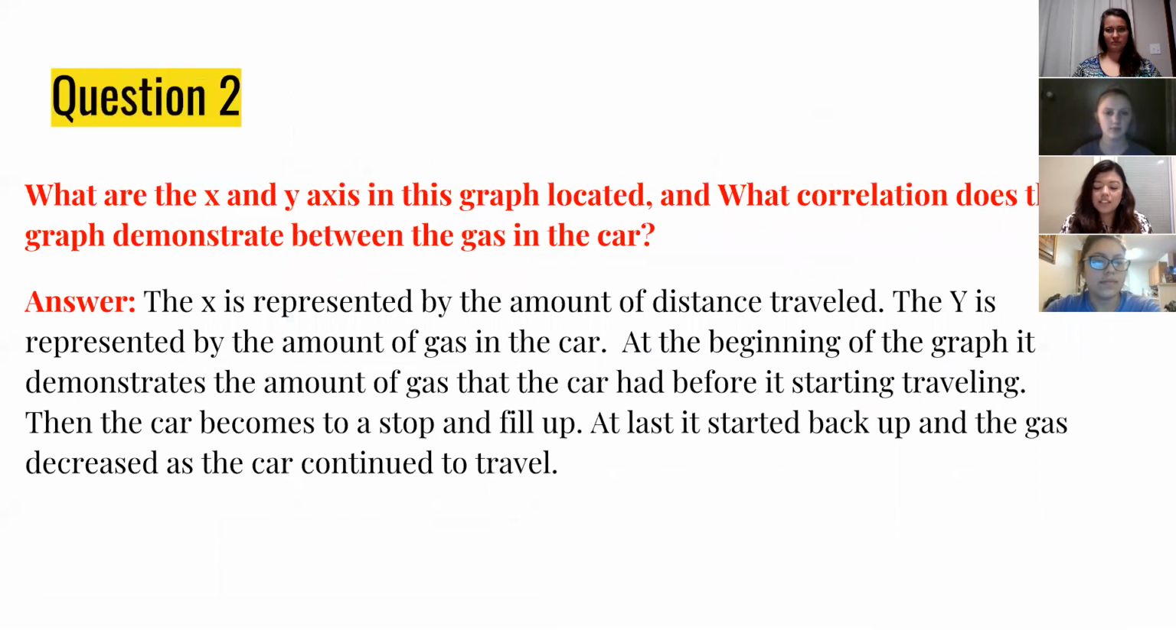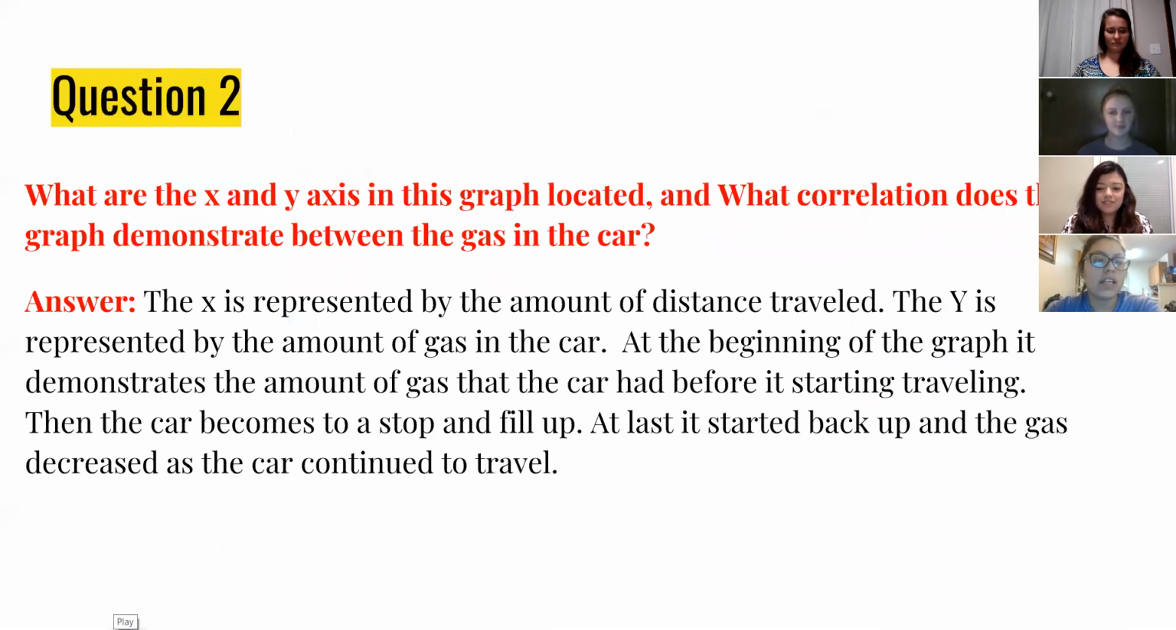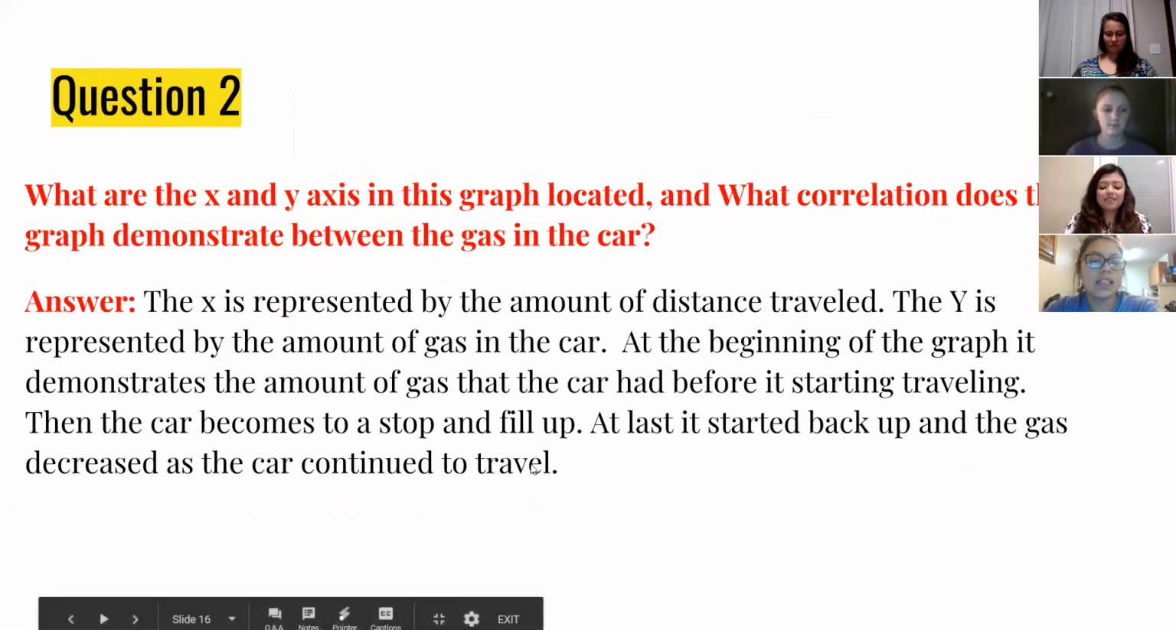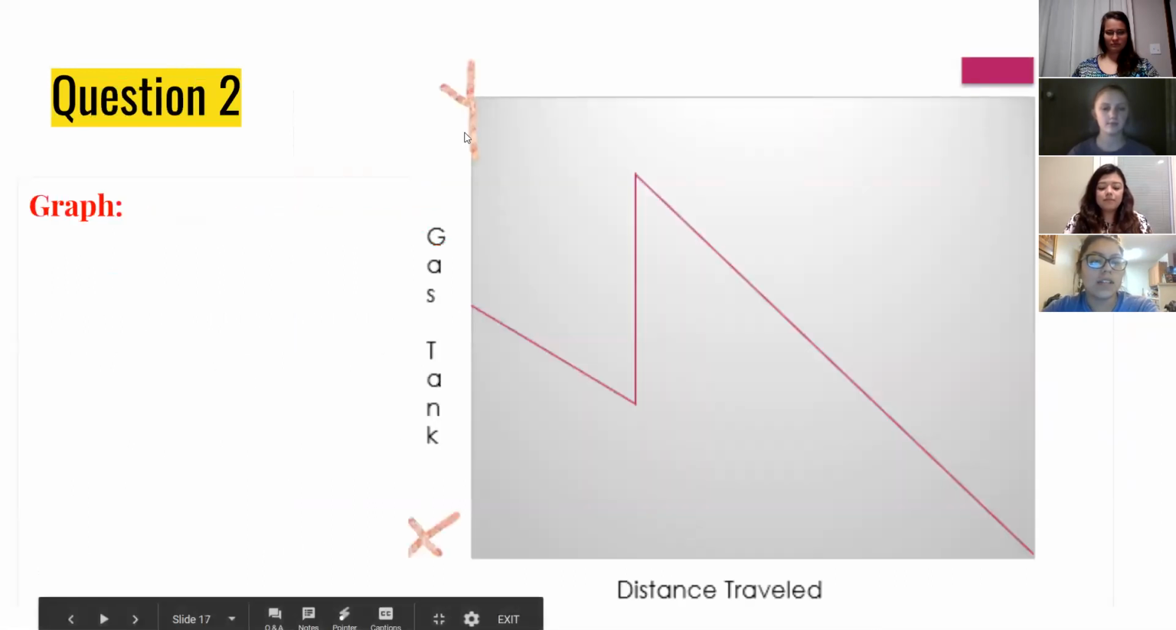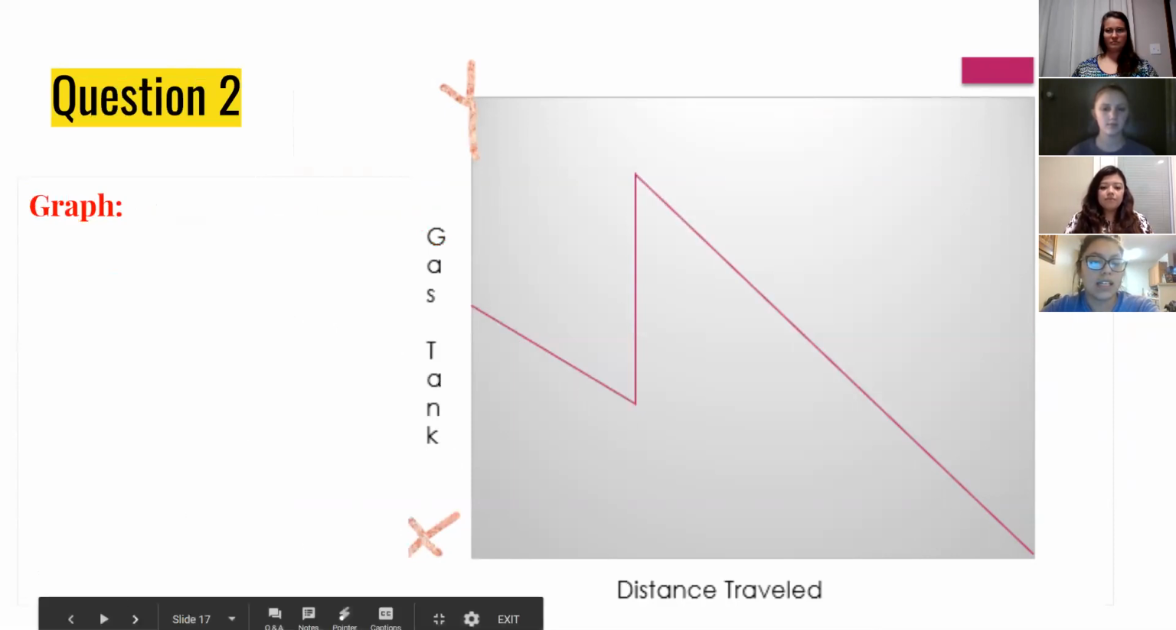Where are the x and y axes in this graph located, and what correlation does this graph demonstrate between the distance and the gas in the car? The x is represented by the amount of distance traveled. The y is represented by the amount of gas in the car. At the beginning of the graph, it demonstrates the amount of gas that the car had before it started traveling. Then the car comes to a stop and fills up. At last, it starts back up and the gas decreases as the car continues to travel. As we can see in this graph, this is our x-axis and this is our y-axis. We begin with this amount of gas in our car, traveled, filled up, and began to travel as the gas decreased.